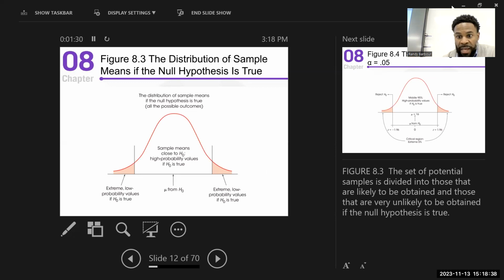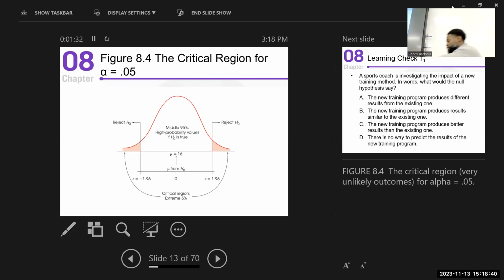But first, I wanted you to look at the criteria. In step 2, it's required that you set a criteria or a critical region. When you set your critical region, you can set it at 5%, which is here. Your critical region is that extreme 5%. So this is 95%. These are high probability values. And then the extreme values are in the shaded region. If your statistic falls in this region, you're going to fail to reject the null hypothesis.